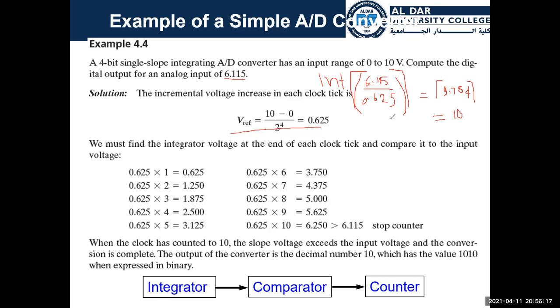This is a very fast way of calculating the corresponding digital value. I calculate the quantization step, then divide the input over the quantization step. This is going to give us the corresponding digital value, or the value that the counter will stop at. This is a very straightforward way of doing so.